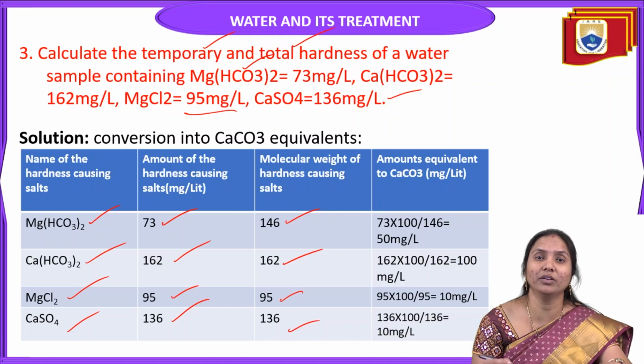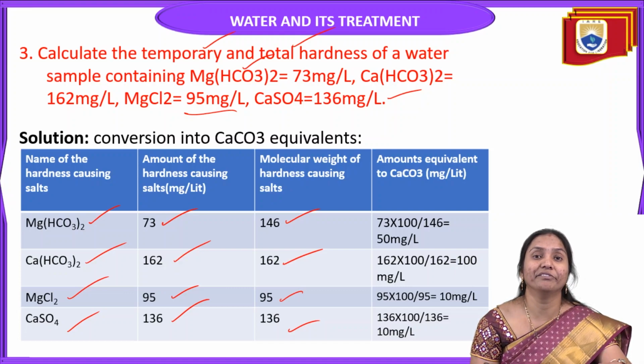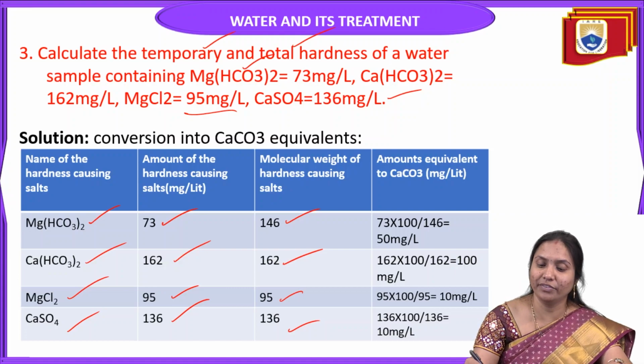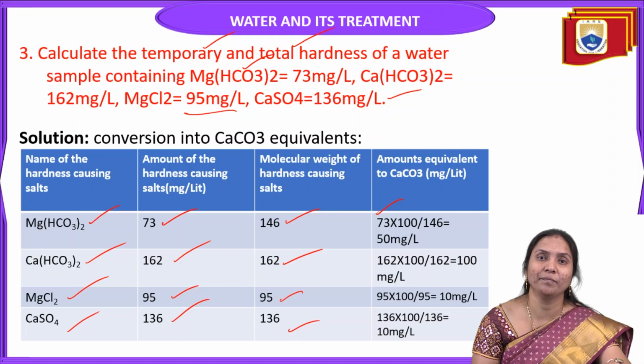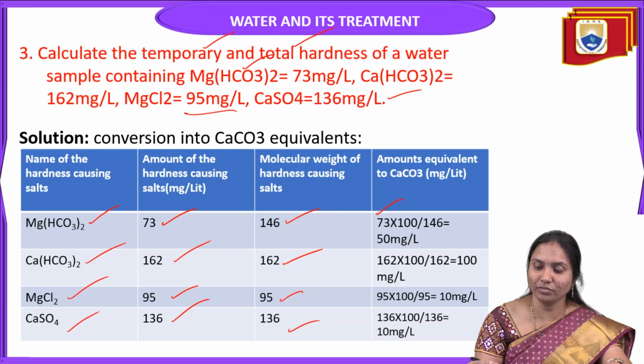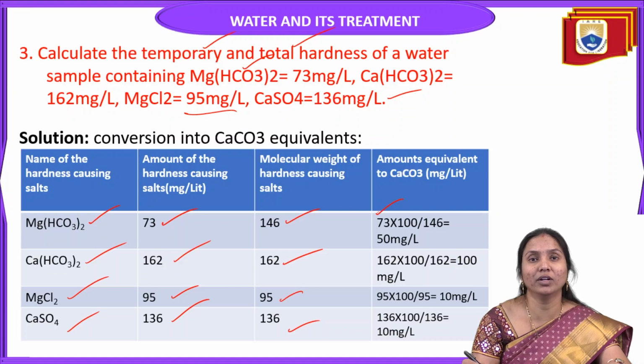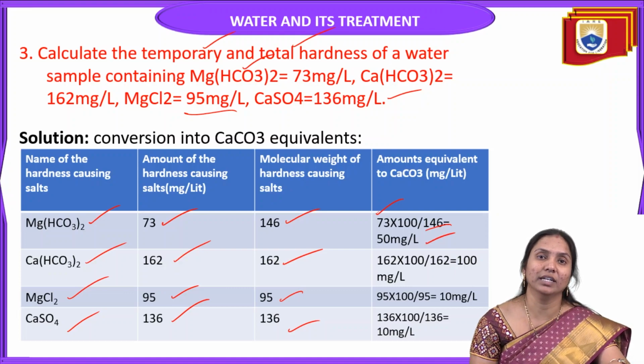What formula are we using? We already discussed it: weight of hardness causing salt divided by molecular weight of hardness causing salt, multiplied by 100, where 100 is the molecular weight of calcium carbonate. Here the weight of magnesium bicarbonate is 73 and its molecular weight is 146. So 73 by 146 into 100 is equal to 50 milligram per liter.